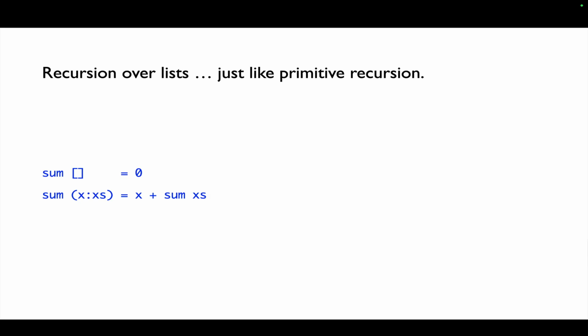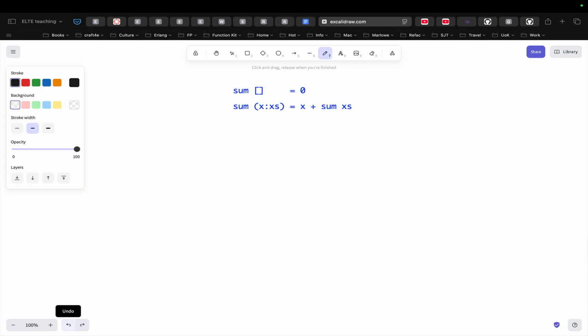And here indeed it is. We're saying here the sum of the empty list is 0, and then the sum of x cons x's, x put on the front of x's, is equal to x plus the sum of x's. Now, we've got that as a definition. Let's see how we can use that in a calculation to get the result that we would expect.